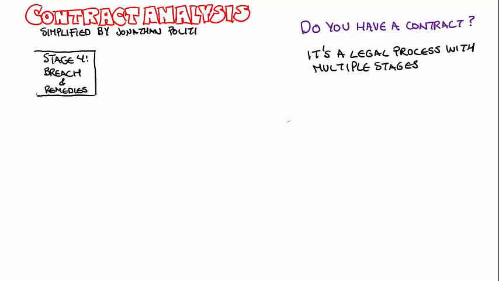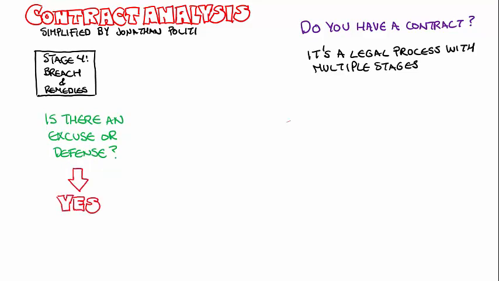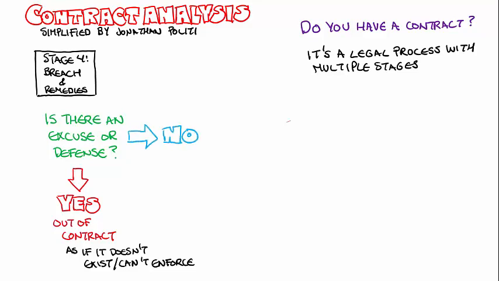Breach and remedies. Breach is when one party doesn't follow through on the obligations or promises. Is there a valid excuse or defense? Yes. Then you get out of the contract and it can't be enforced. It's as if it didn't exist and you can't enforce it. If there isn't a valid excuse or defense, then there is an enforceable contract. If you don't follow through with the promises made, you could be sued and there could be consequences.